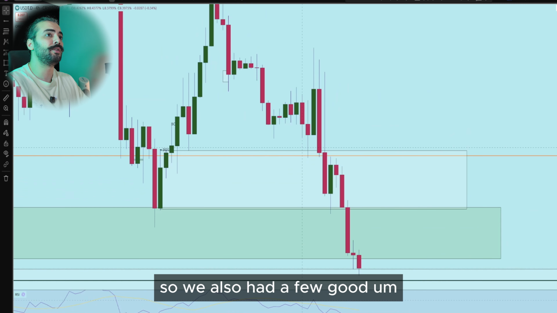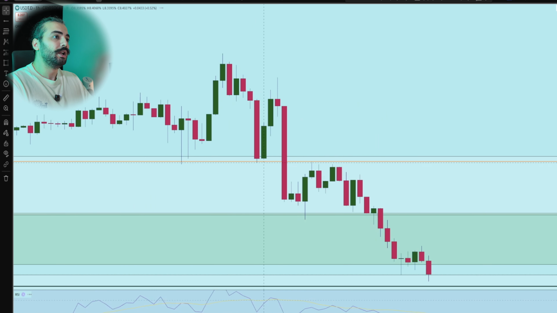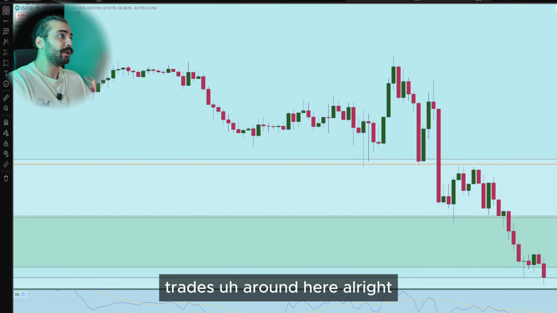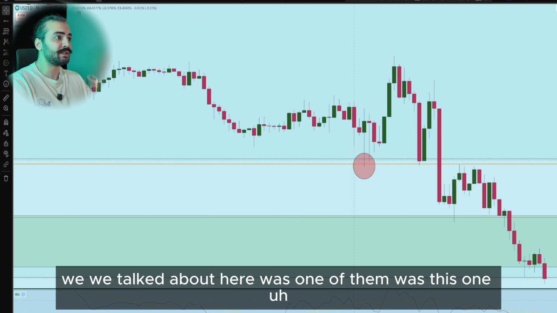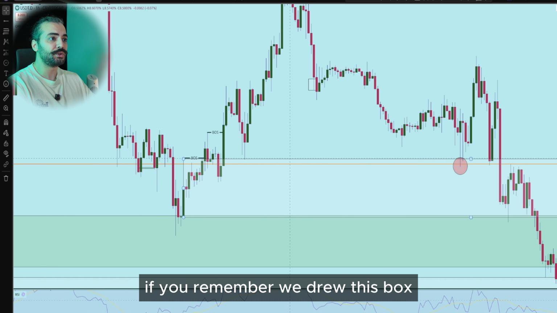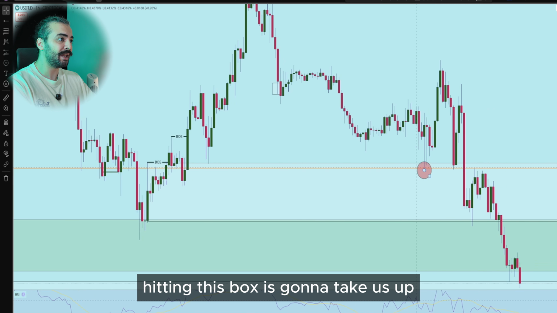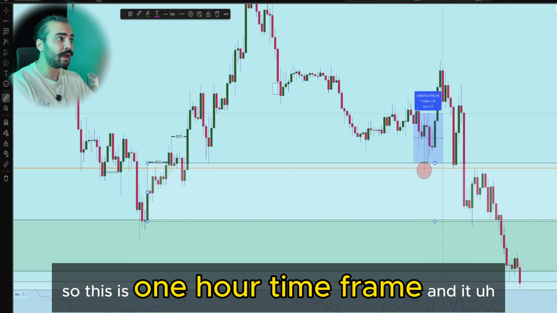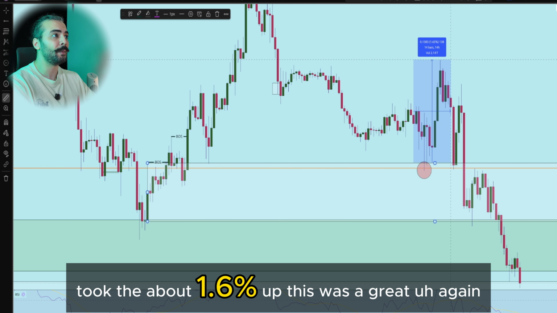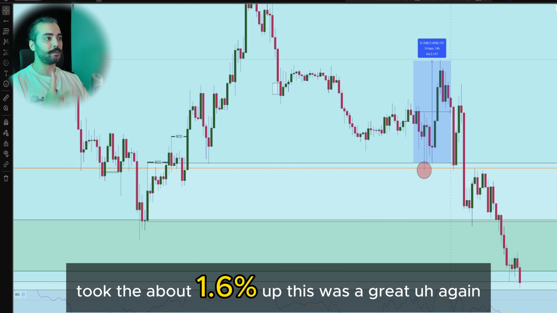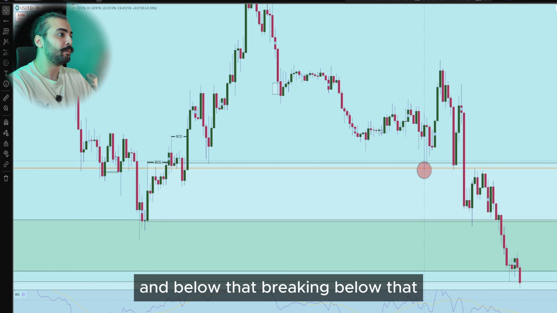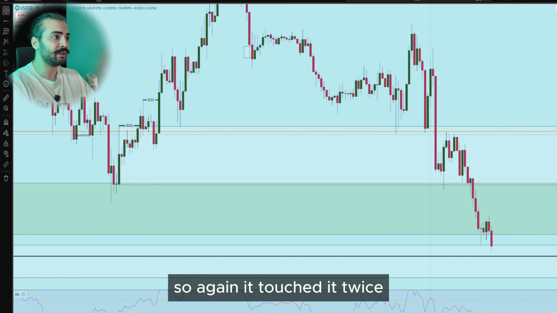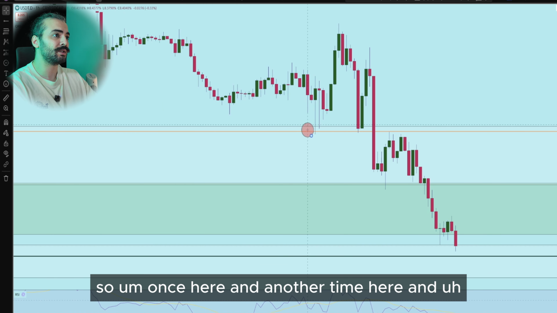So we also had a few good trades around here, all right? The trade we talked about here, one of them was this one. If you remember, we drew this box, and what we talked about, hitting this box is going to take us up. This is the 1 hour time frame, and it took about 1.6% up. This was another great setup that we had. And below that, breaking below that, it touched it twice. Once here and another time here.